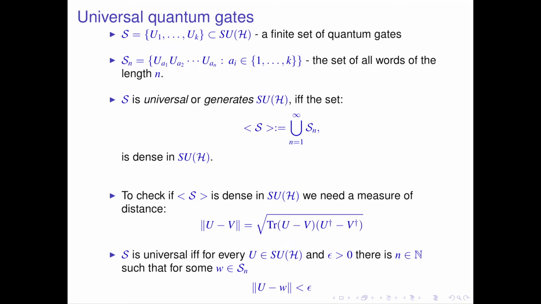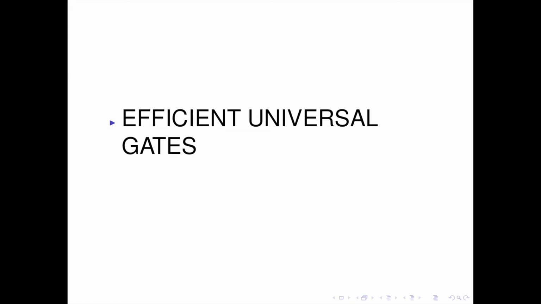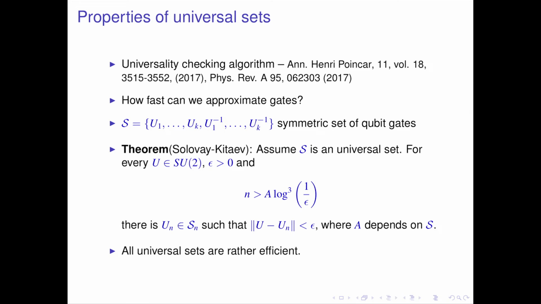Let me summarize, because I am now moving to the second part of this talk. I told you what it means that a set is universal, and I also gave you some qualitative properties of universal sets. Then we had this very important theorem which stands behind all quantum computing done nowadays, the Solovay-Kitaev theorem, which says that roughly speaking all universal sets are rather efficient.